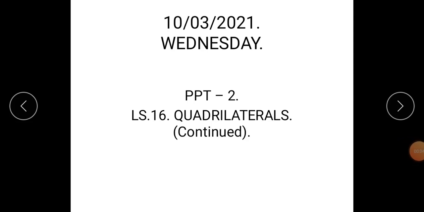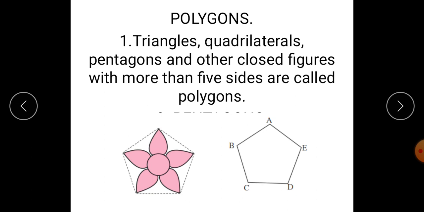We have just seen that the sum of the measures of all the four angles of any quadrilateral is always equal to 360 degrees. Now let's continue lesson number 16, quadrilaterals. Next concept, polygons. First, the definition.